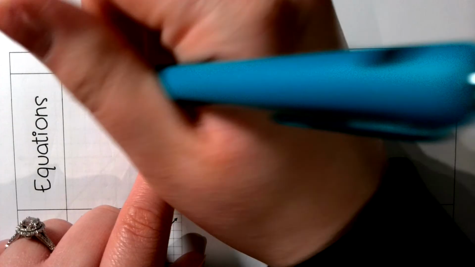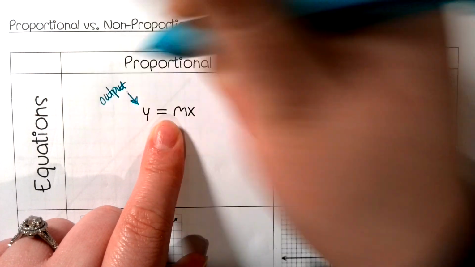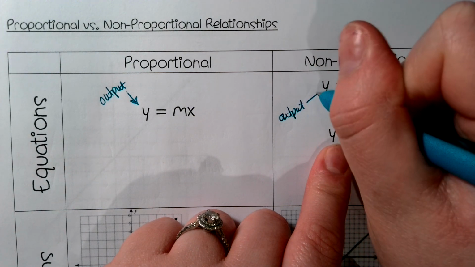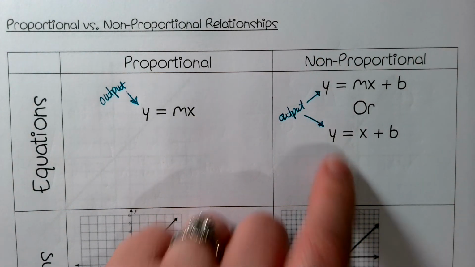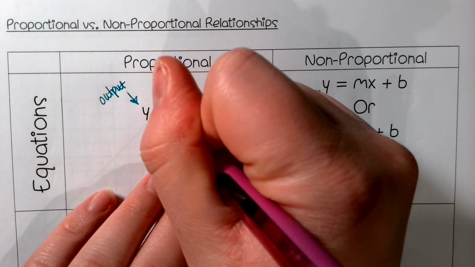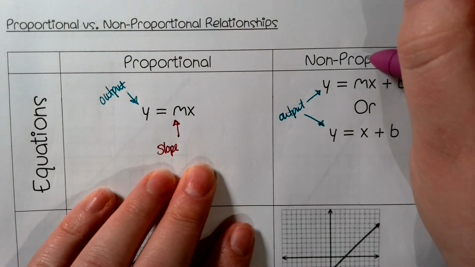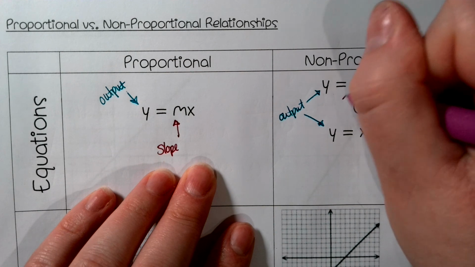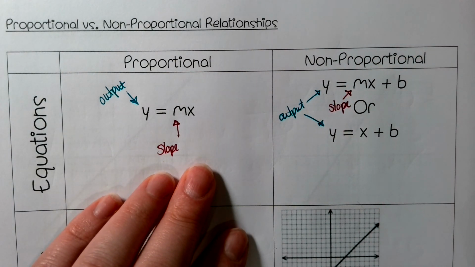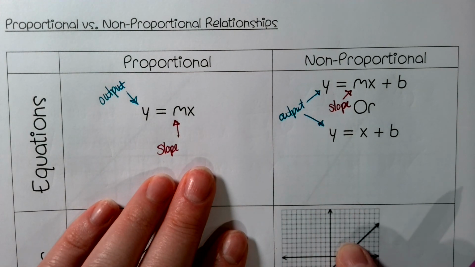Our y is our output, on both of these. Our y is what we get after we follow the rule of the equation. Our m on both of these is our slope. Our m is our slope. That's how much things change from one line to the next. The slope is how much my graph goes up or goes down.